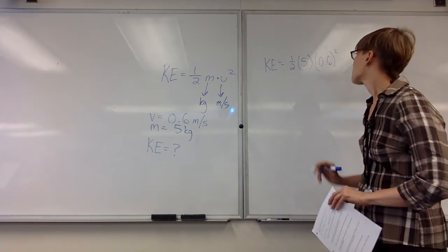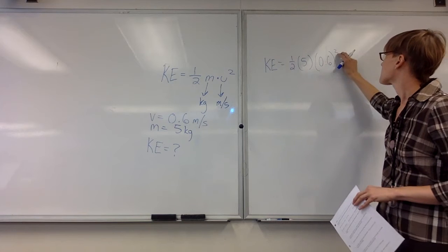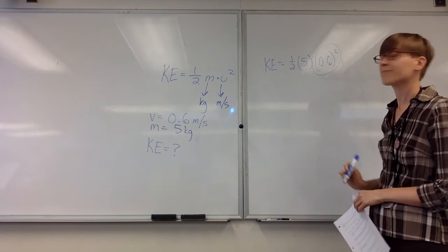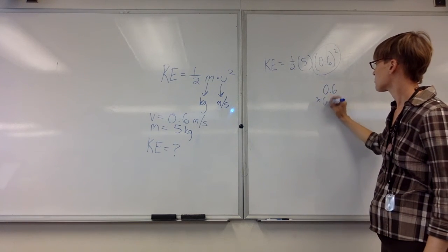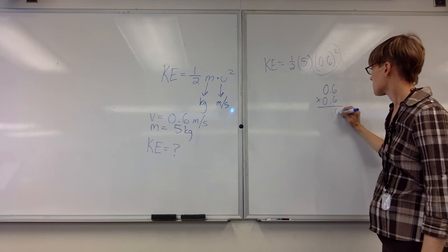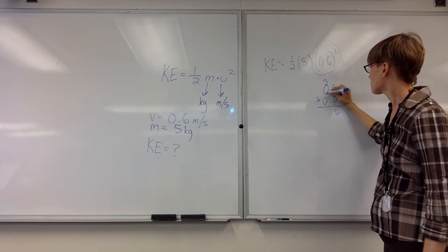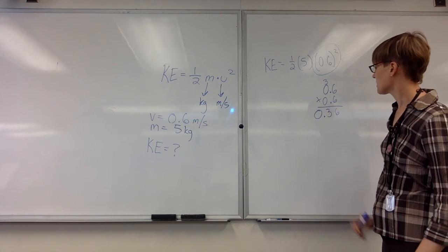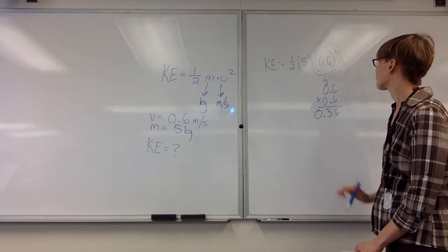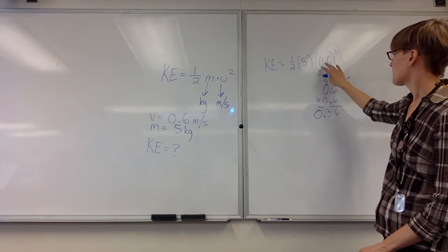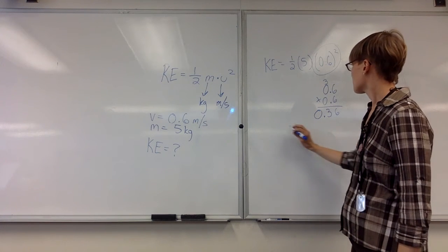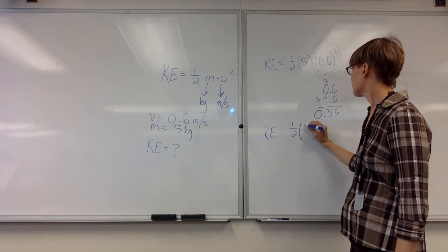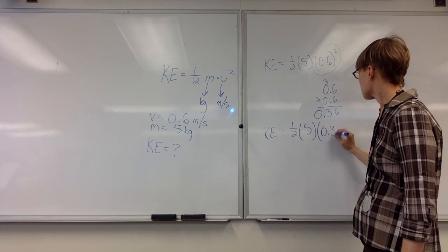Okay. So first thing I'm going to do is my 0.6 squared, because order of operations tells me I do this first. So 0.6 times 0.6. 6 times 6 is 36. Carry the 3. 6 times 0, 0 plus 3 is 3. You'll notice I have 2 decimal places, so I'm going to put my decimal in front of the 3 to have 0.36. So that's my squared here. So I'm going to rewrite this. KE equals 1/2 5 times 0.36.